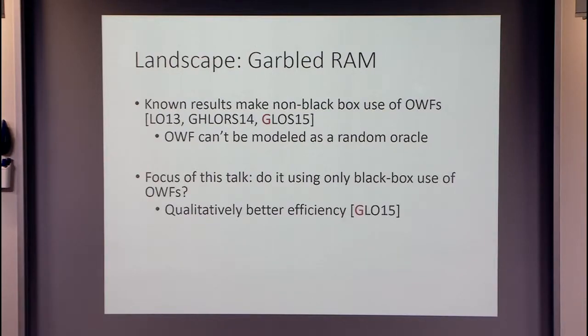The focus of this talk is how we can move forward and base constructions only on black box use of one-way functions. And this is a qualitative efficiency improvement. In particular, in this construction, it's also based on just one-way functions. The improvement is in the sense that in this result, the communication cost, for example, of the protocol does not depend on the computational efficiency of the one-way function that you're using, as an example. Okay.